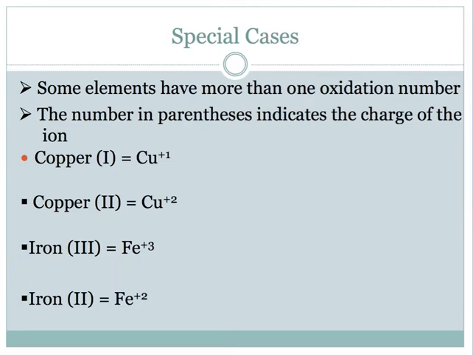Moving on. There are some elements that have more than one oxidation number. If there's more than one possible charge, you will be told what the charge is, which is really nice. So if there's a number in parentheses, that's going to tell you the charge of the ion. For example, if I have copper 1, this is where we have to know Roman numerals. Copper 1 means it's copper with a positive 1 charge. Copper 2 is copper with a positive 2 charge. Iron 3 is iron with a positive 3 charge. Iron 2, iron positive 2 charge, so on and so forth.